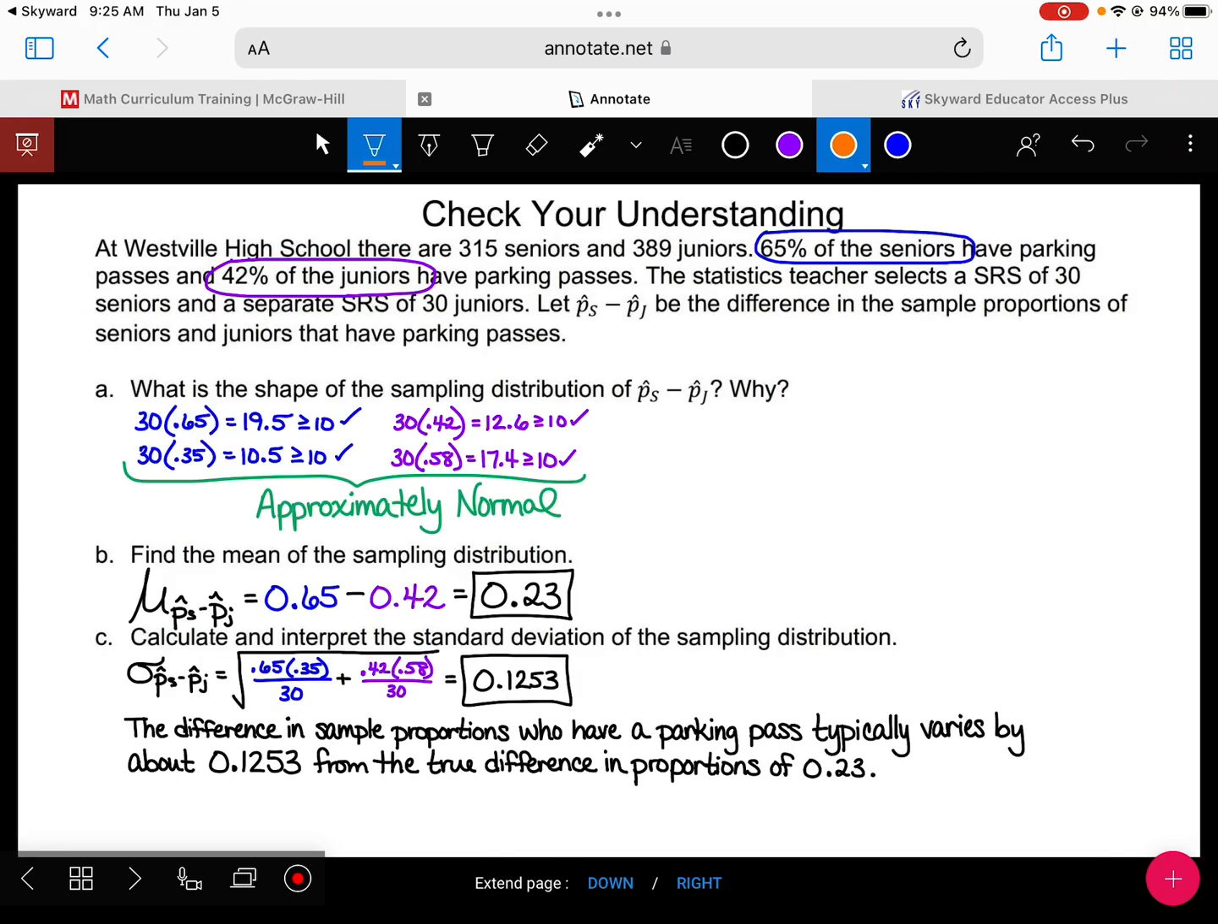So you should have gotten 0.1253 for your standard deviation. The difference in sample proportions who have a parking pass typically varies by about 0.1253 from the true difference in proportions of 0.23. The difference in sample proportions who have a parking pass typically varies by my standard deviation from the true difference in proportions of 0.23.